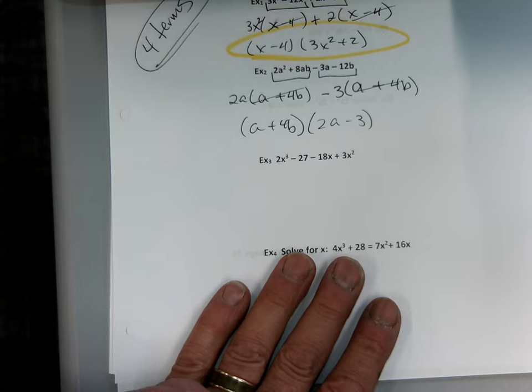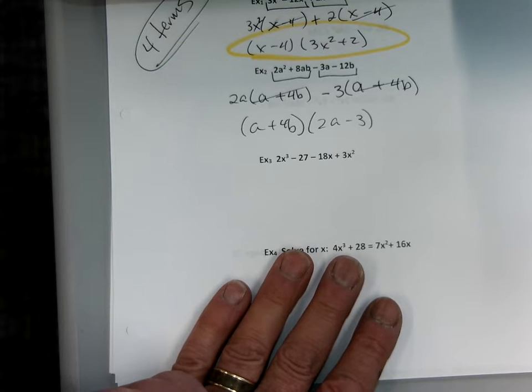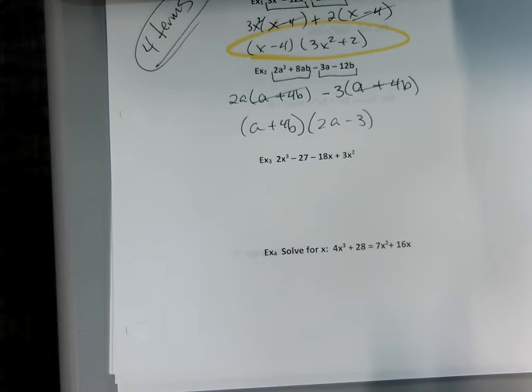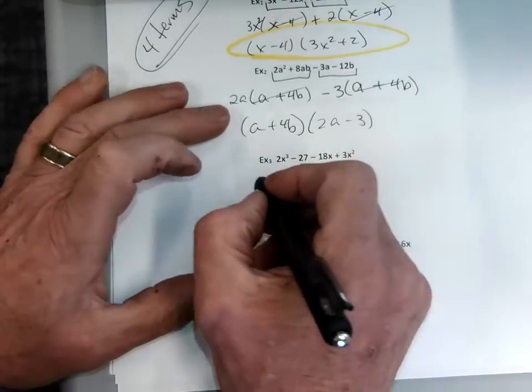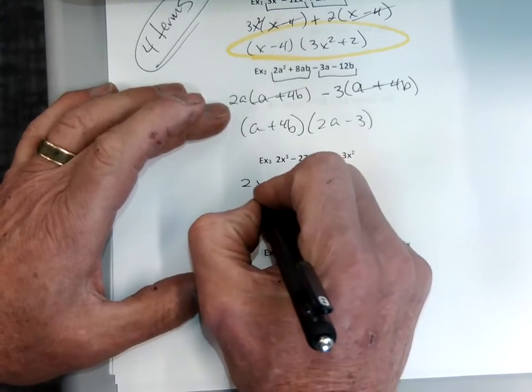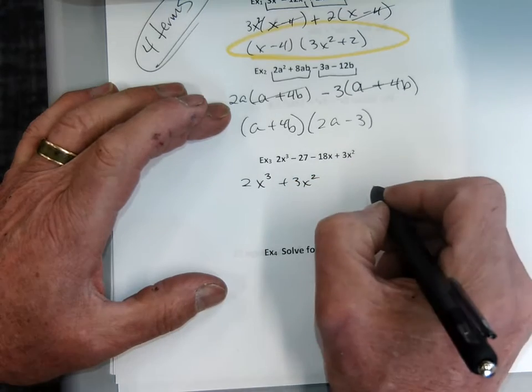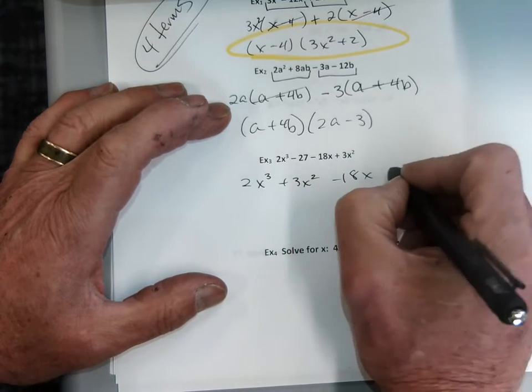Well, I don't see a whole lot in common. Could we rewrite it? Sure, what do you think you want to rewrite and put together? Okay, I don't really like the pairing up. You could do the 2x cubed with positive 3x squared together, right? And then we'd have a negative 18x minus 27 together.